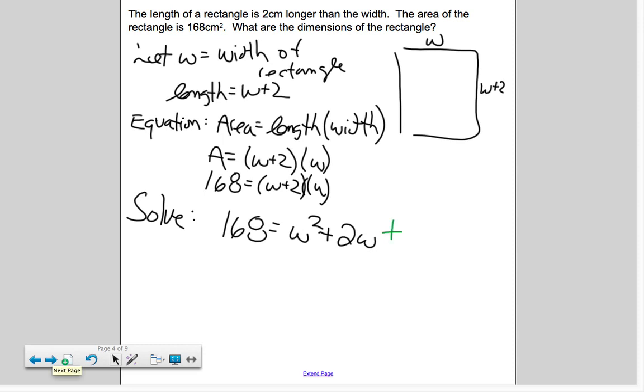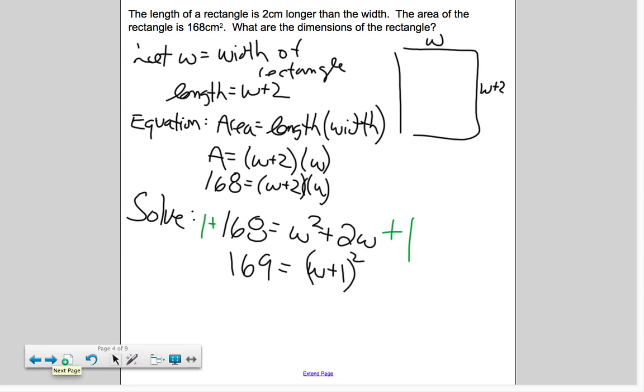Divide by 2 and square, because the coefficient on W squared is just 1. So 2 divided by 2 is 1. Square it, 1. I just need to add 1 to both sides. Yeah. So we get 169 is equal to W plus 1 quantity squared.